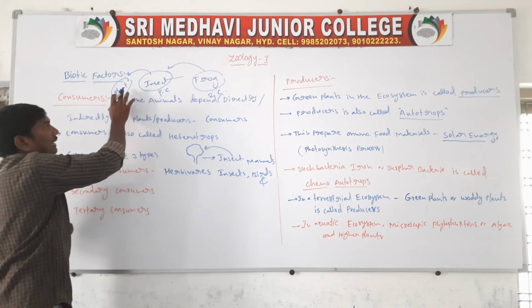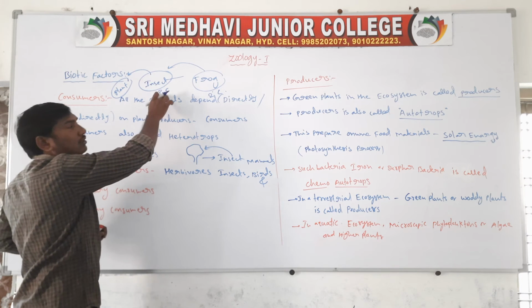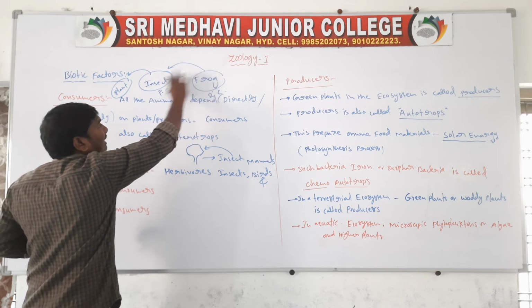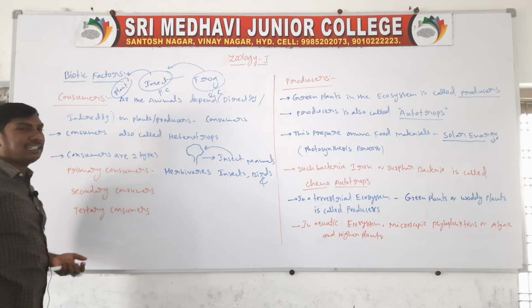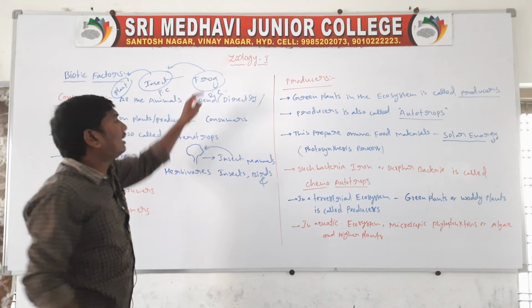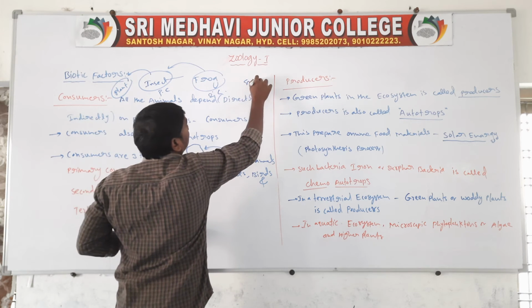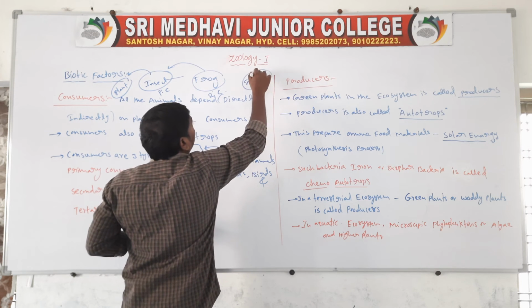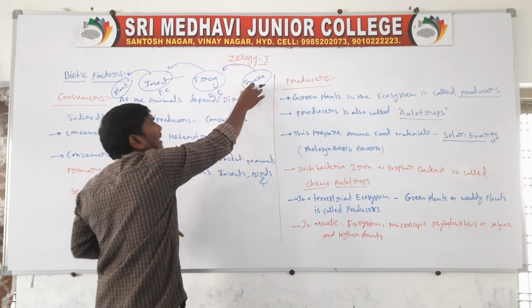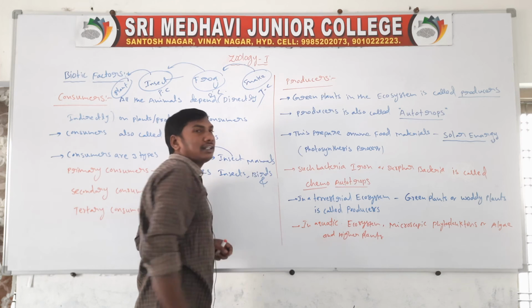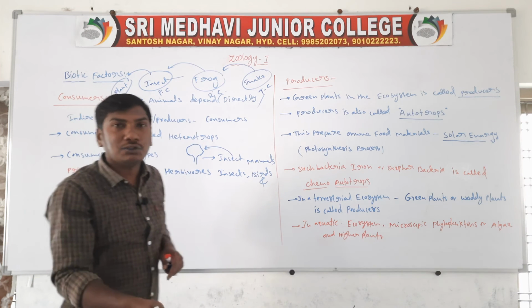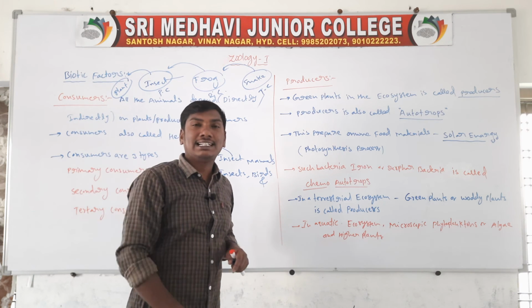The primary consumer eats the plant. The frog, which eats the primary consumer, is the secondary consumer. Next one, the tertiary consumer. Next, the snake. This snake eats the frog, so it is called a tertiary consumer. Primary consumer, secondary consumer, tertiary consumer.